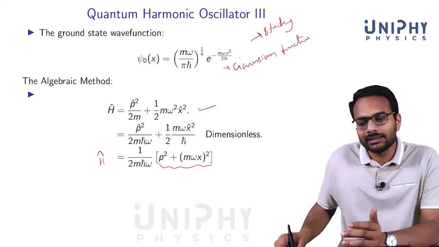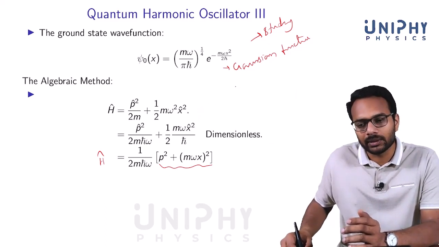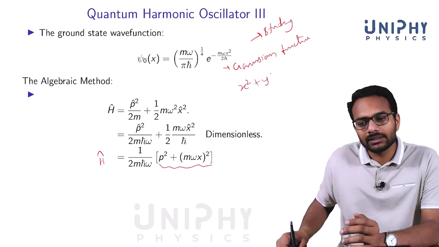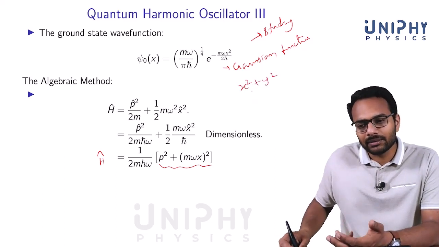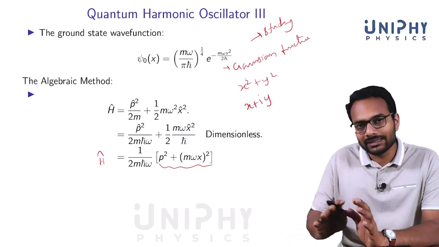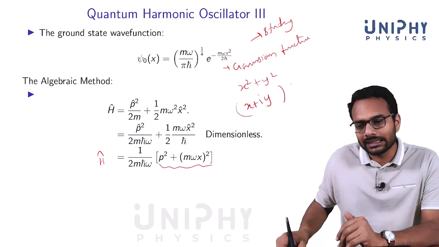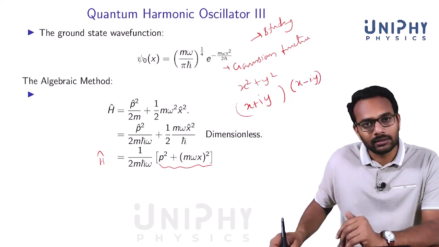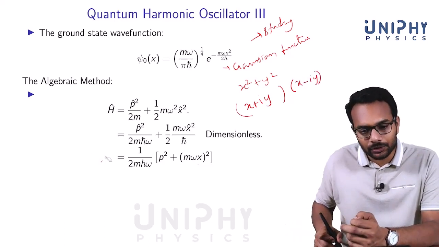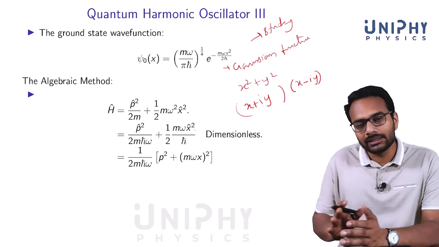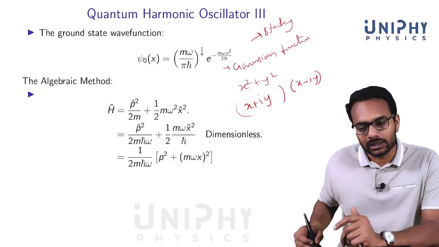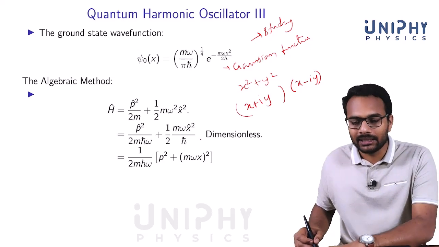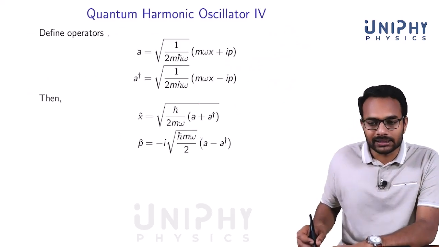So this simply looks something like x square plus y square. If you have something of the form x square plus y square, and these are not operators but functions, then we can normally write this as x plus iy multiplied by x minus iy. Here we cannot directly do that, because operators do not commute, but we can try something like that.